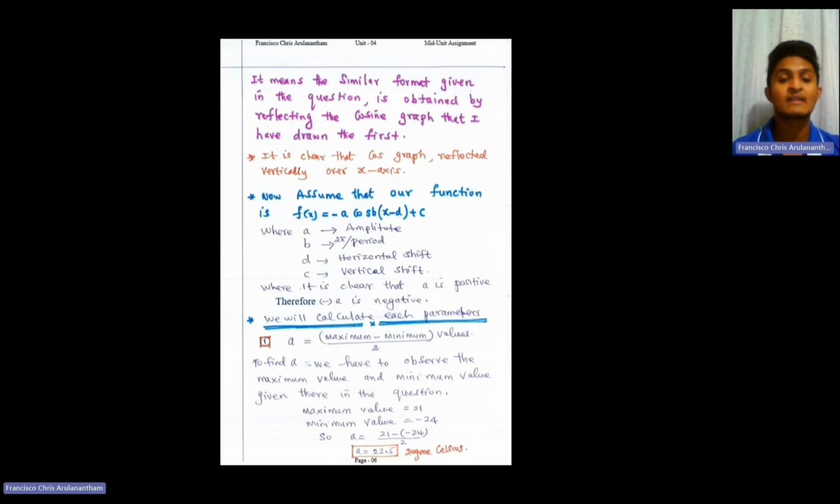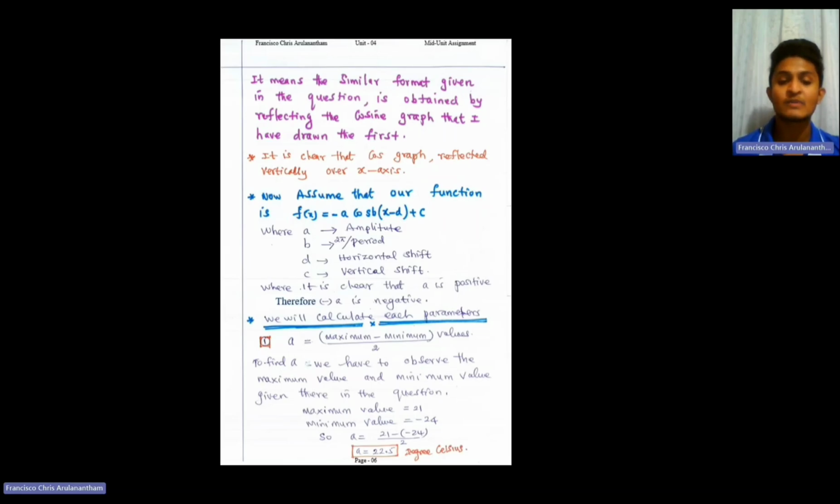Now assume that our function is f(x) equals minus a cos b(x minus d) plus c, where a is amplitude, b is 2 pi over period, d is horizontal shift, and c is vertical shift, where it is clear that a is positive, therefore minus a is negative. Next, we will calculate each parameter.